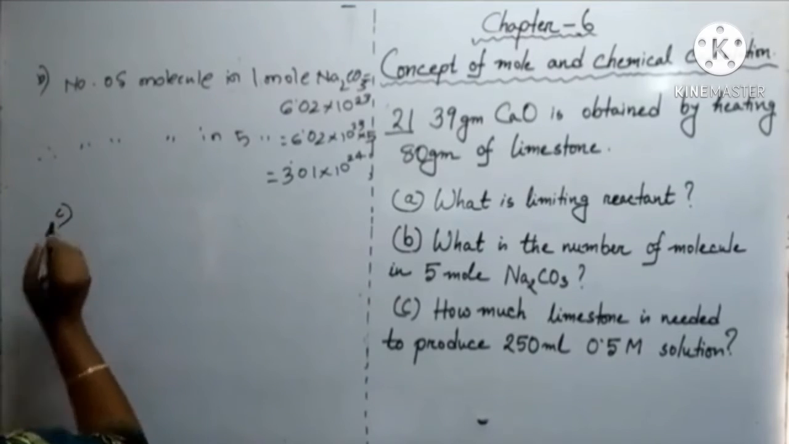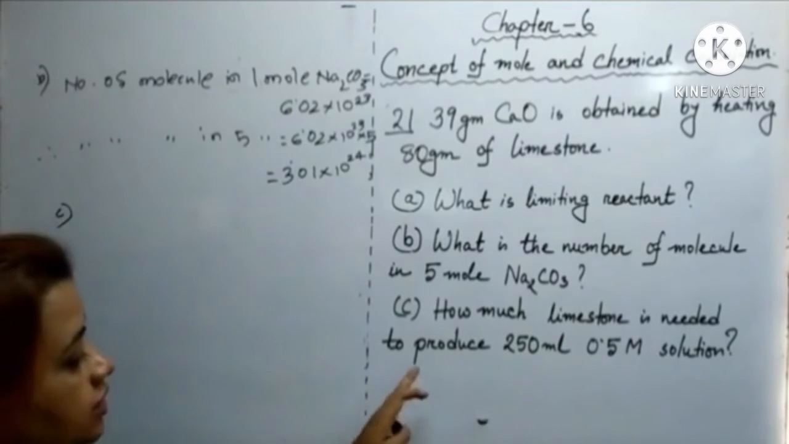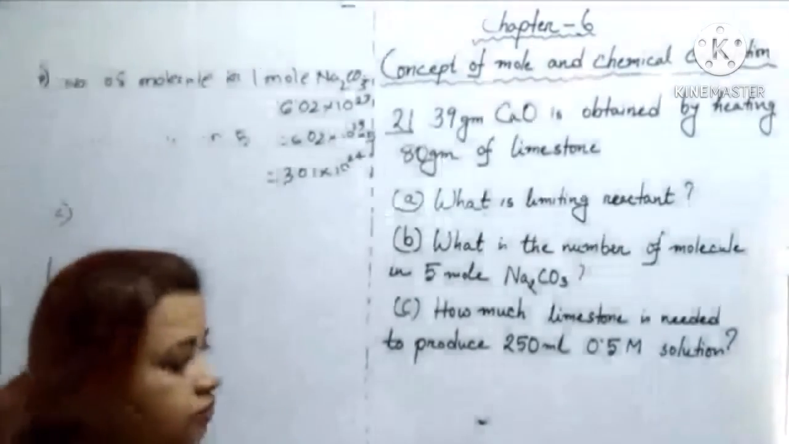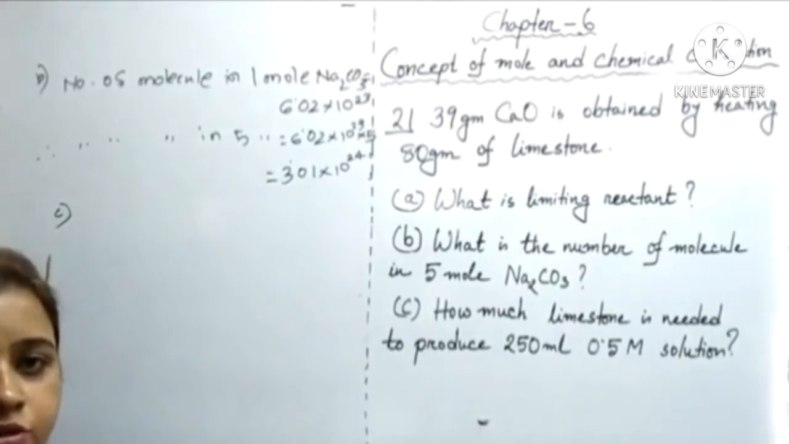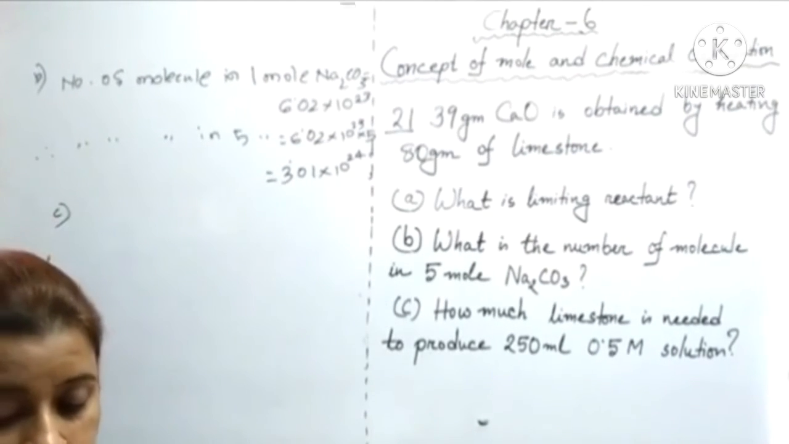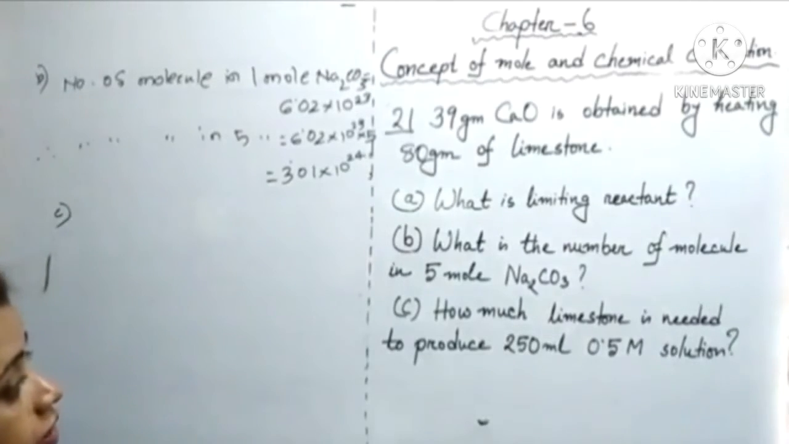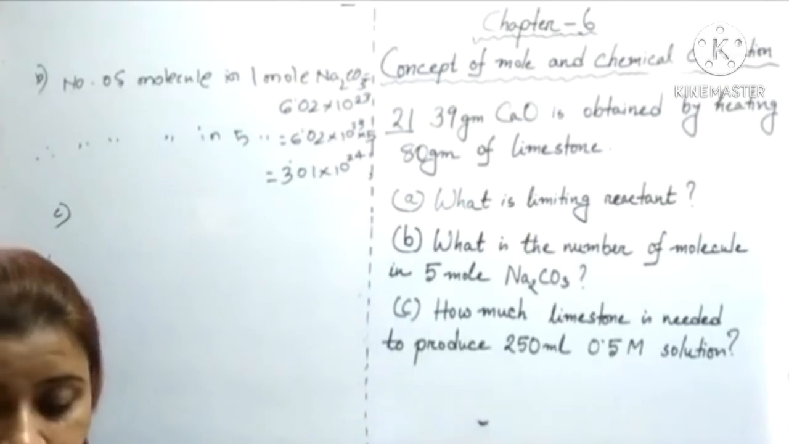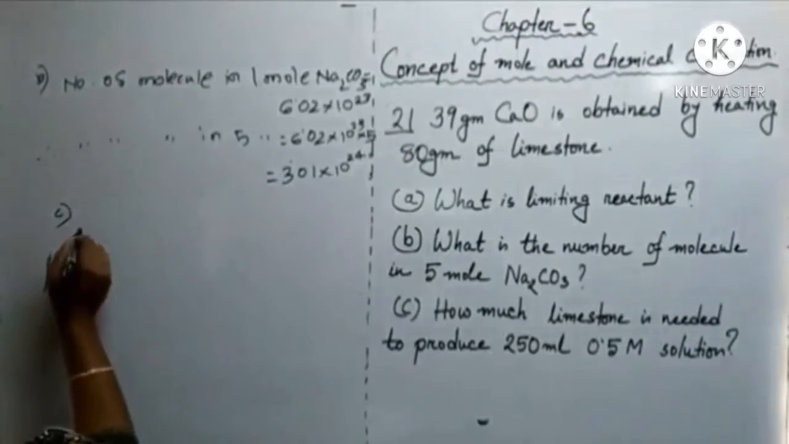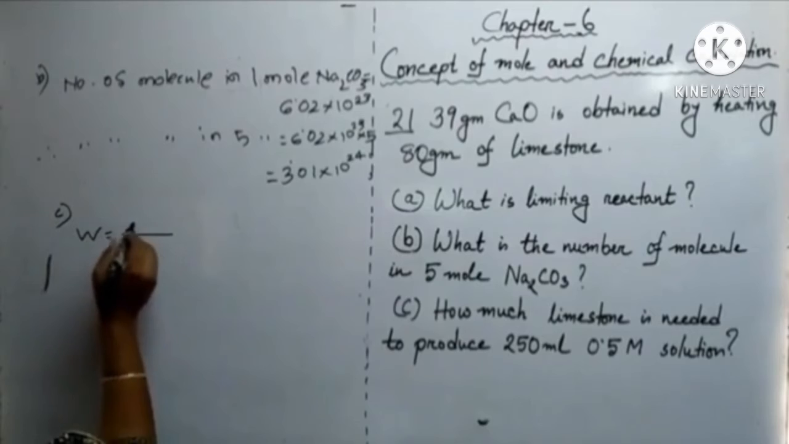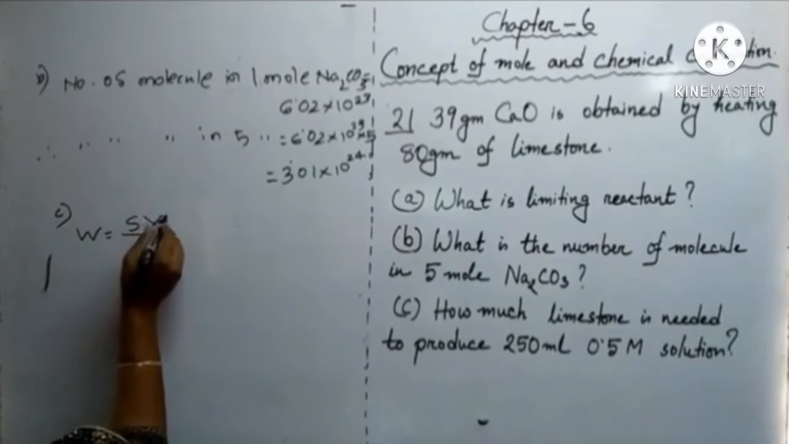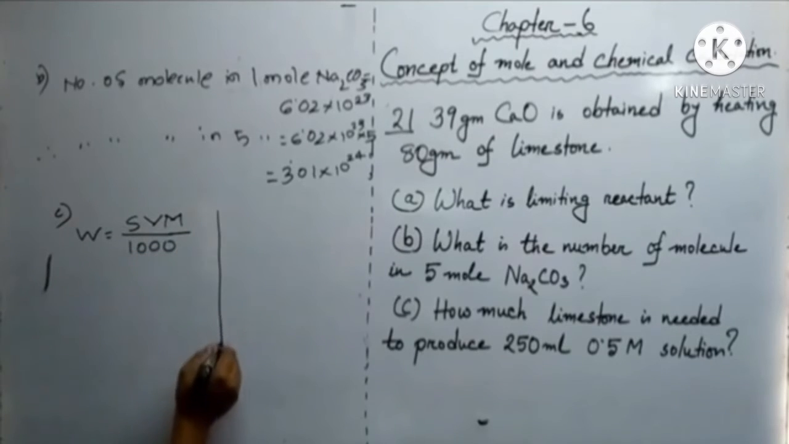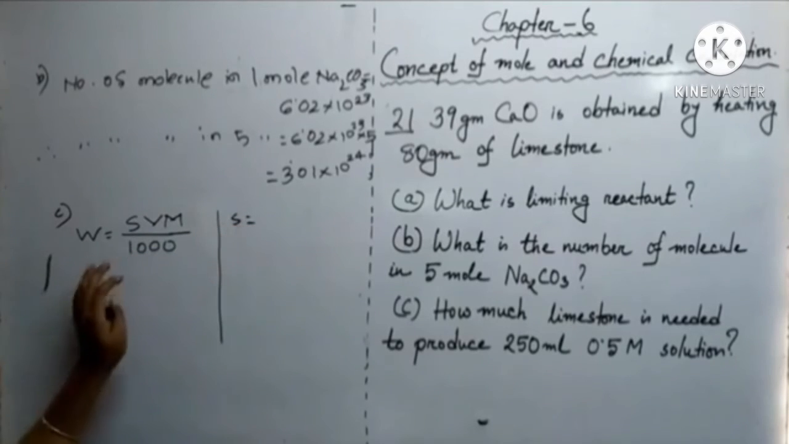Now come to C. How much limestone is needed to produce 250 ml 0.5 molar solution? You know that the chemical name of limestone is calcium carbonate. So, we have to apply a formula for this problem. Can you say which formula should be used? The formula is W equals SVM divided by 1000.